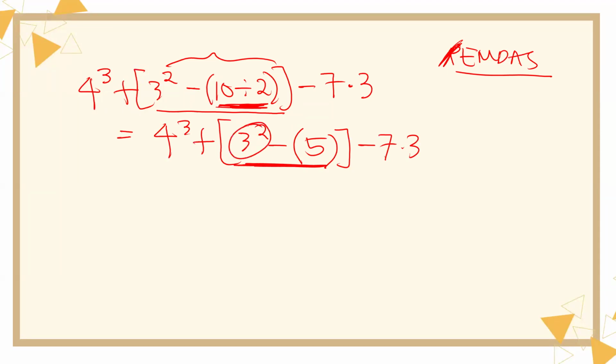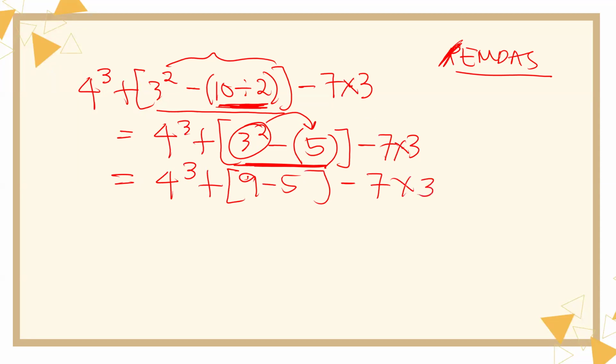What's 3 squared? Okay, so that we can operate it with respect to 5. So what's 3 squared, everyone? Very good, that's 9. So we copy 4 cubed plus bracket 9 minus 5 minus 7 times 3. This should be multiplied by 3. Okay, so now that we have that, we operate the equation within the parenthesis. So what's 9 minus 5? Very good. That's 4. So 4 cubed plus 4 minus 7 times 3.